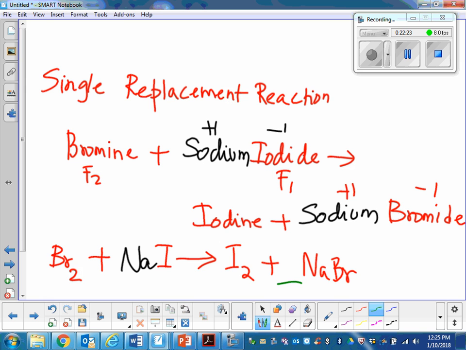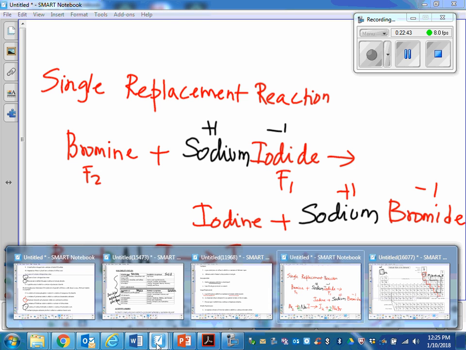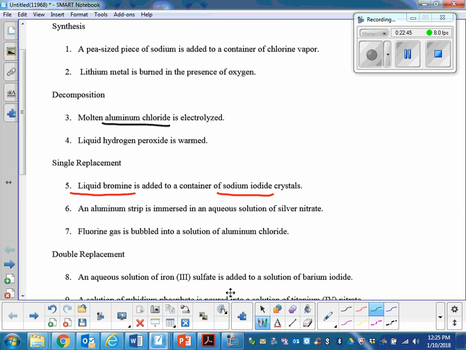Bromine is a 2 there, so I need to put a 2 there. Sodium becomes a 2, that becomes a 2, and my equation is balanced. Are we good? This is the product of a single replacement reaction. Are we good? We're coming back to Demas, and we'll go and do the next one on a single replacement reaction.